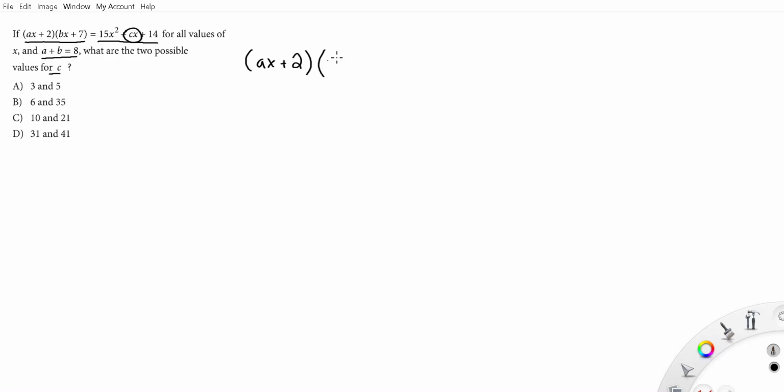Ax plus 2 times bx plus 7 is equal to 15x squared plus cx plus 14. So this is what I'm going to try to find here based on the information that I'm given. This is what I'm given, and the other piece of information I'm given is that a plus b is equal to 8. Okay, so a lot of numbers added together can give me 8. So that's not enough information for me to determine what a and b are equal to. Once I figure out what a and b are equal to, I can figure out what c is.